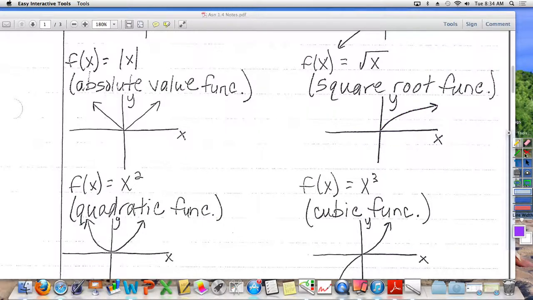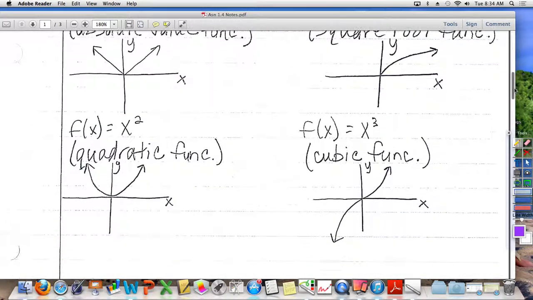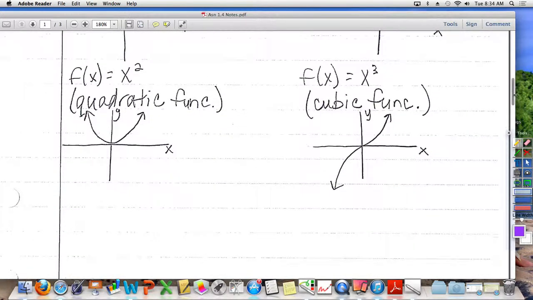All right, quadratic function. You guys have used quadratic functions over and over and over again, so that should not be a big deal. F of x is equal to x squared. That's a parabola, quadratic function. You guys know what a parabola looks like. And then, of course, f of x is equal to x cubed. That is a cubic function. Looks kind of like a curvy, kind of like an S.